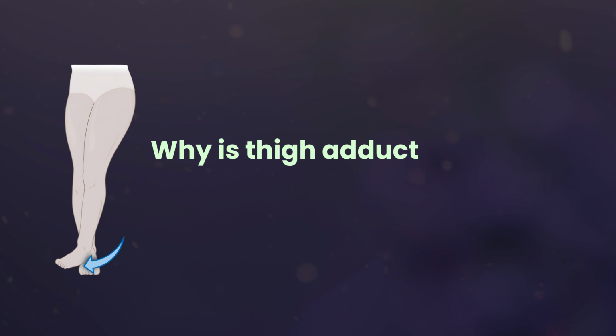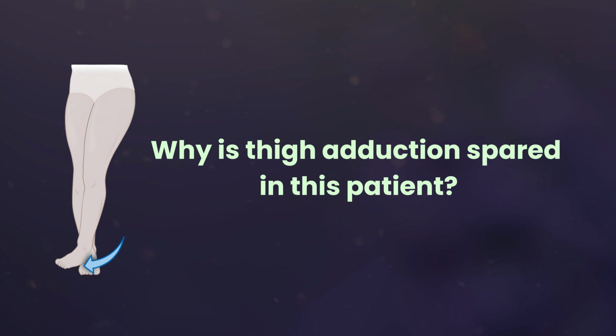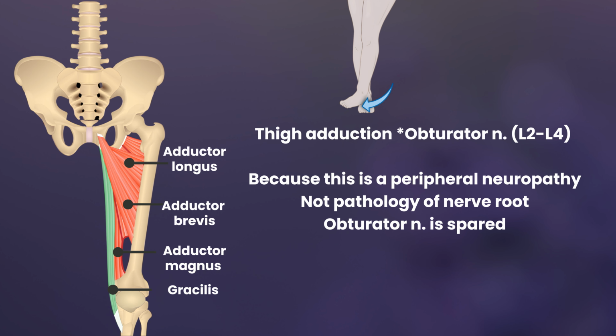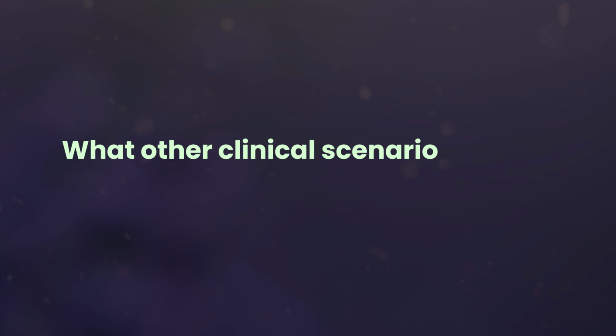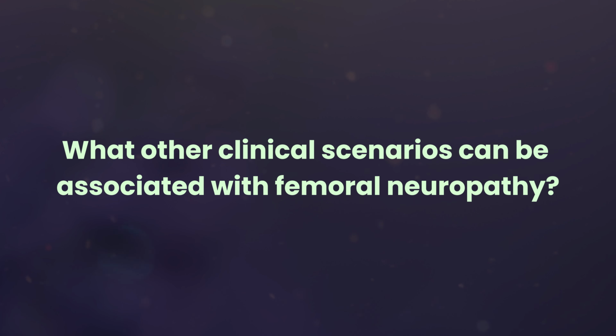Why is thigh adduction spared in this patient? The major muscles responsible for thigh adduction are the adductor longus, adductor brevis, adductor magnus, and the gracilis, which are innervated by the obturator nerve, L2 to L4. Because this is a peripheral neuropathy, not pathology of the nerve root, the obturator nerve is spared and so is the thigh adduction.